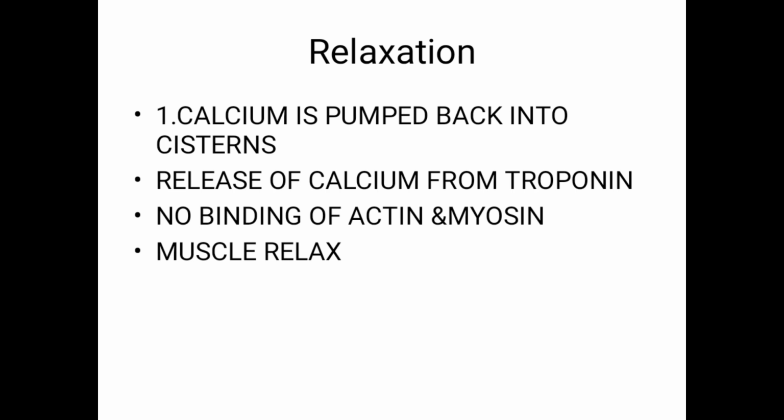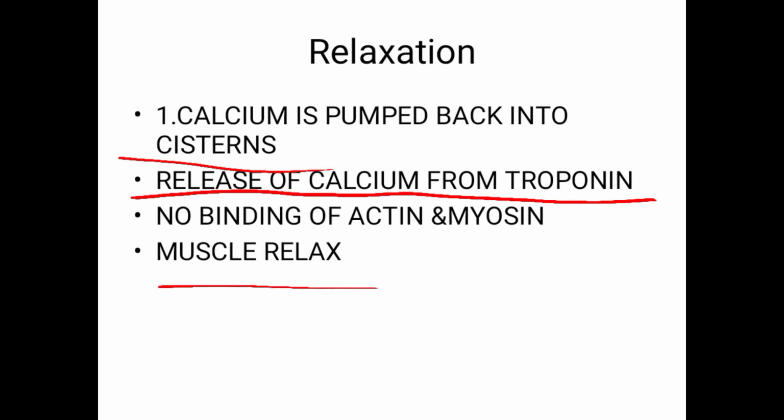So action potential is not present. So the calcium will be pumped back into the cisternae. It is going back to the cisternae. So now there is release of calcium from the troponin. There is no interaction or binding of actin and myosin taking place, because the troponin goes and covers the active site of the actin filament. Okay, so now the muscle gets relaxed. Understood? So that is the relaxation. Clear? So till relaxation you have to write.